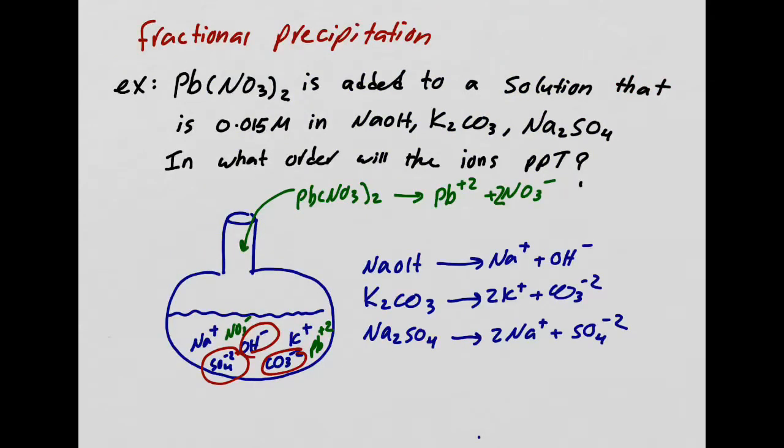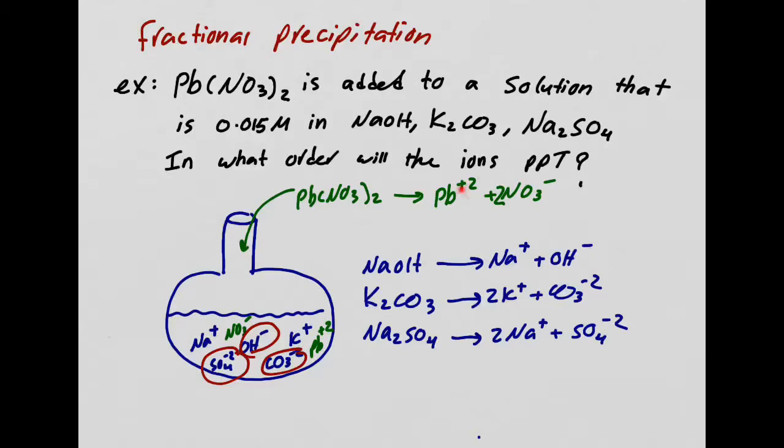Again, fractional precipitation is when you selectively precipitate things out. This is what I have in the solution, right? These are the ones I have floating in the solution. I'm going to add lead 2 nitrate to this solution. I'm going to add it drop by drop, drop by drop.